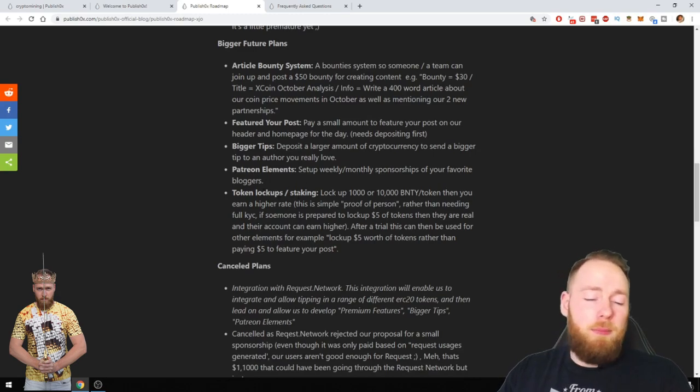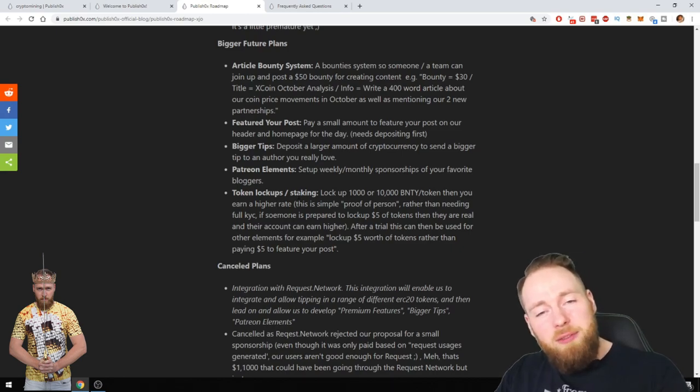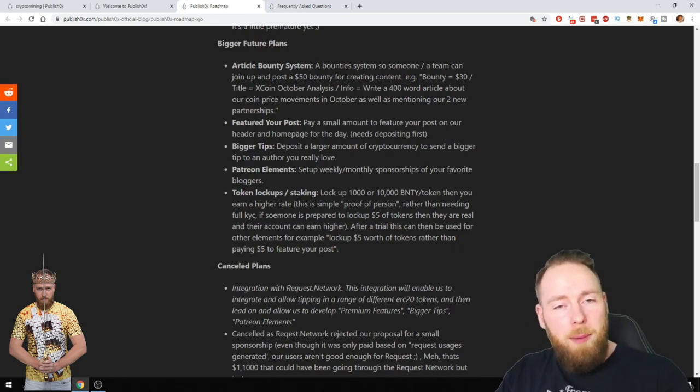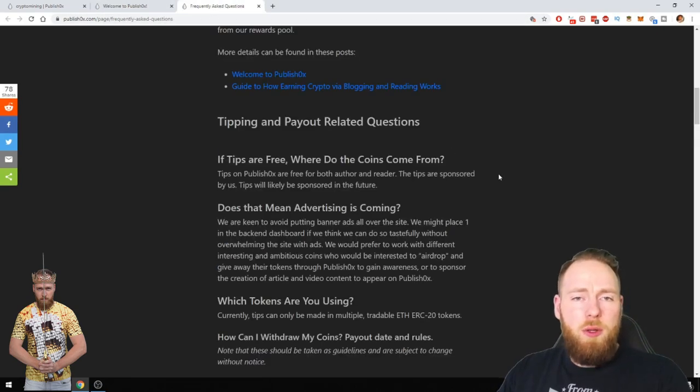Token staking, man. I love it. I love Publish. Lock up 1,000 or 10,000 bounty tokens, then you earn a higher rate. Much more things are going to happen.